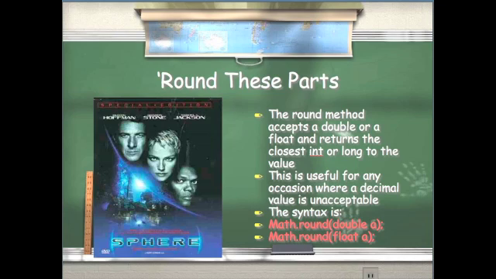The round method accepts a double or a float and returns the closest integer or long to the value. This is useful for any occasion where a decimal value is unacceptable. The syntax is math.round, passing it a double, or math.round, passing it a float.